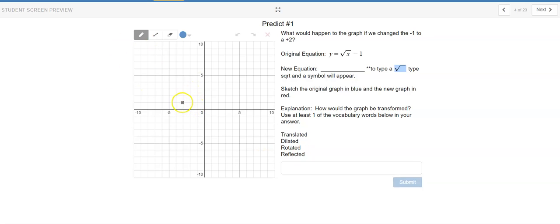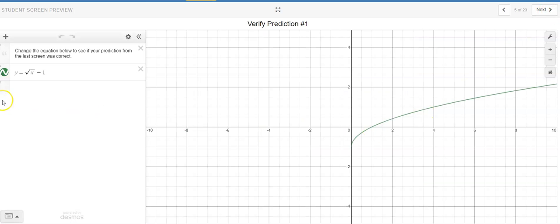Then, using these, you've got lines, you have points, you can change the color here. You're going to use that to draw your graph. Make your prediction, and then the next slide is to verify. So go ahead and change the equation. What happens to it? So you have several slides.